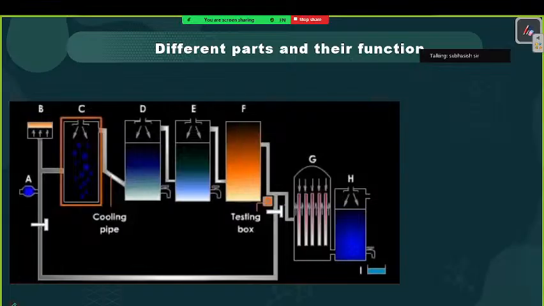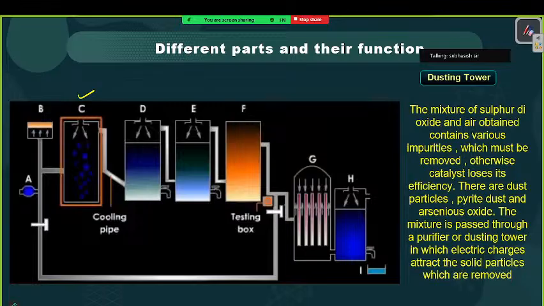Move on to C. This is C. Now what is the function of C? What happened in C? C is actually known as dusting tower. Now what is the function of dusting tower? Dusting tower means the mixture of sulfur dioxide that is produced in B and the air obtained contains various impurities.